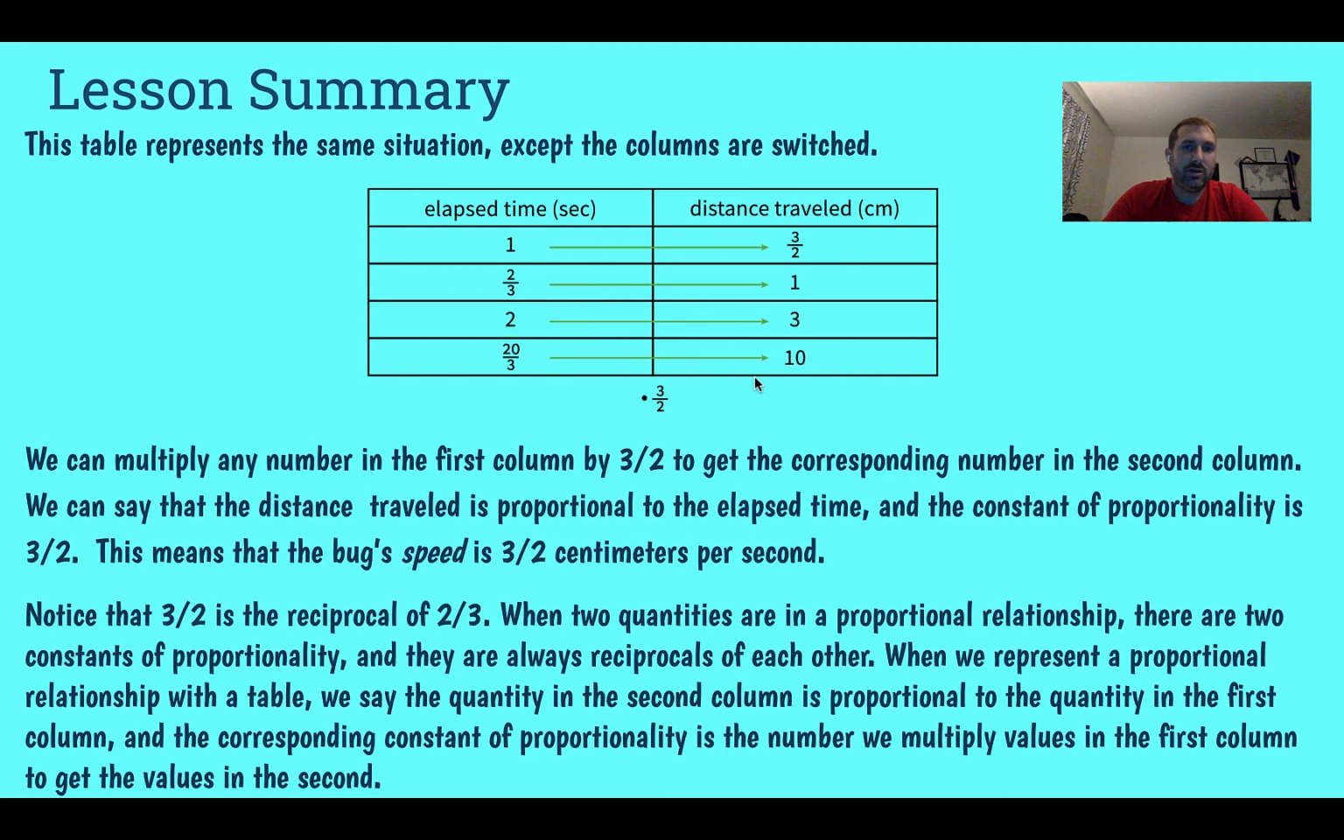If we want to go backwards, the columns here were switched, so I know the time and I want to figure out the distance. I would find my 1 and multiply by 3 halves. My constant of proportionality here is 3 over 2. It is the reciprocal of 2 over 3. This is true for all of our proportional relationships. If you go forward from one thing to the other, you get a certain constant of proportionality. And if you go backward, you end up with the reciprocal constant of proportionality.